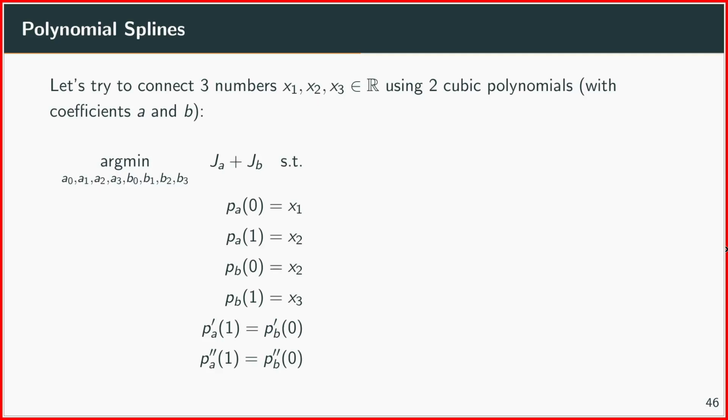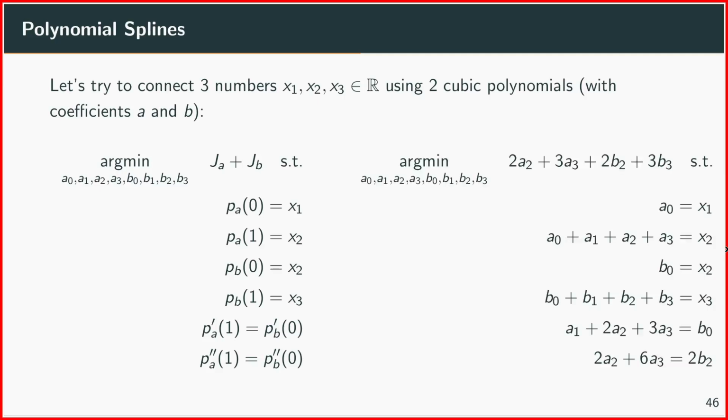Then we have some constraints, namely that in the beginning you want to be at x1. At the end of your first polynomial, you want to be at x2. In the beginning of your second polynomial, you want to be also at x2. And in the end, you want to finish at x3. And always you also want the derivatives to match up between the polynomials at the point where they intersect. When you evaluate it, you get this cost function and these expressions as constraints for your optimization problem.